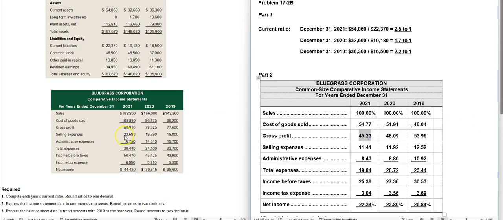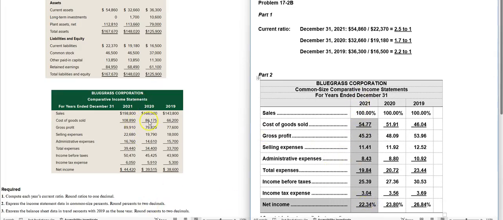So you can see what I'm doing is I'm taking each line item and dividing it by the amount of sales. All of these are percentages. This is telling me what each line item on the income statement is as a percent of sales. I'm going vertically within the year.